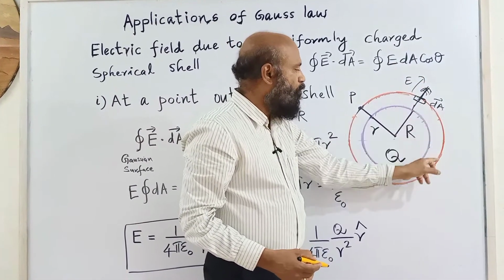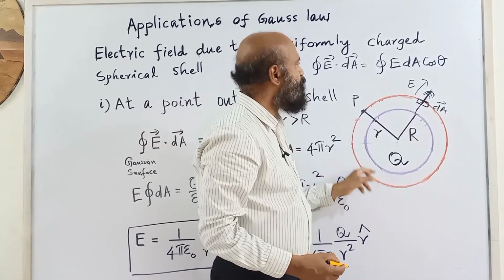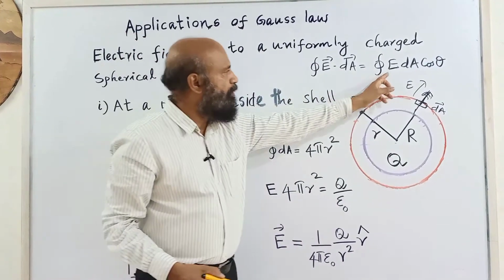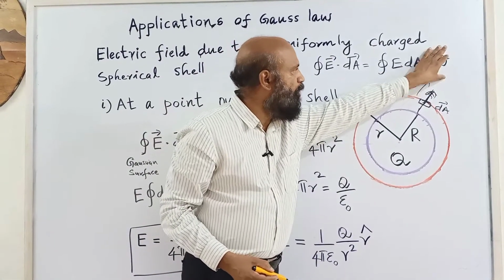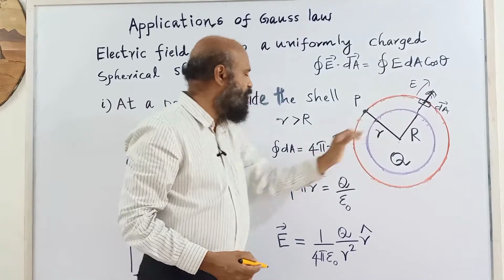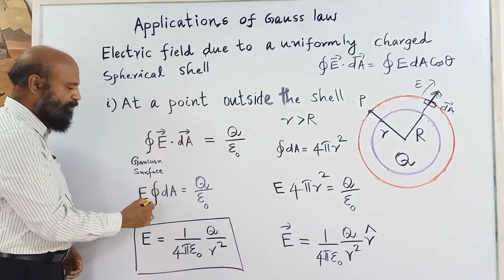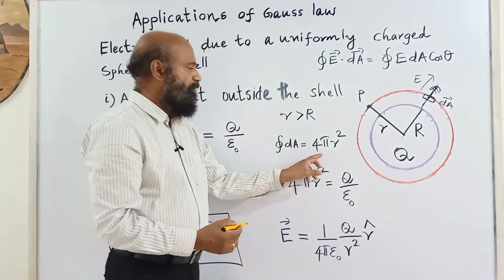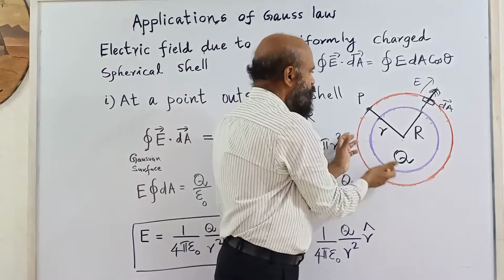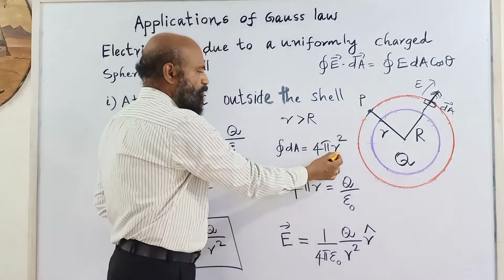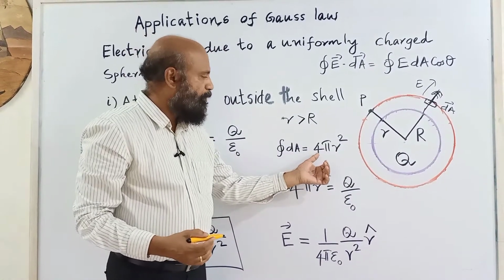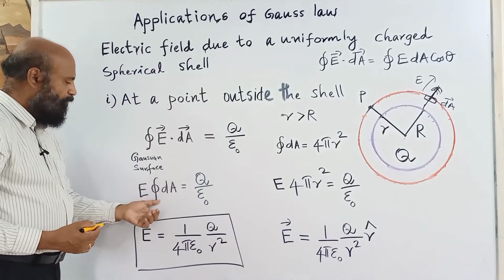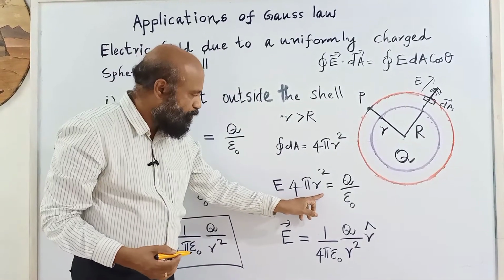Then the electric field at all these points is the same. So E is a constant, and since E is constant, you can take it outside. So it will become E times integral of dA. Now integral of dA is the total surface area of this sphere. Surface area of a sphere is 4 pi r square. So E into integral of dA is E into 4 pi r square.